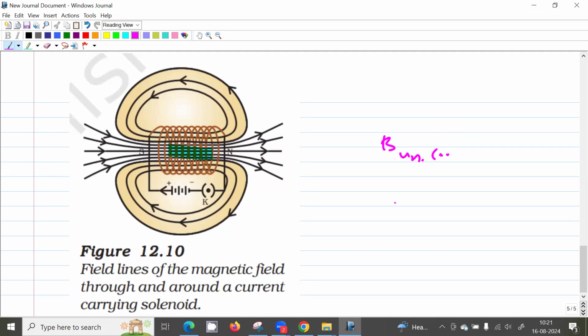Suppose I want to create a uniform magnetic field. The easiest way to get it is to have a solenoid, and if I just stay within this region close to the axis and inside the solenoid, then the field will be approximately uniform. So to create a uniform magnetic field, I'll take a solenoid and restrict myself to this region, which is within the solenoid and close to the axis. In this region, the magnetic field is approximately uniform.